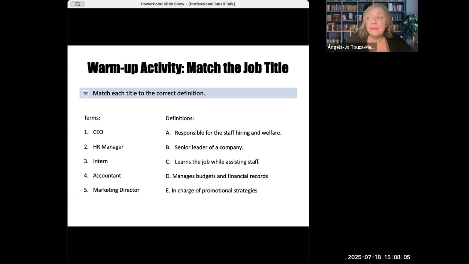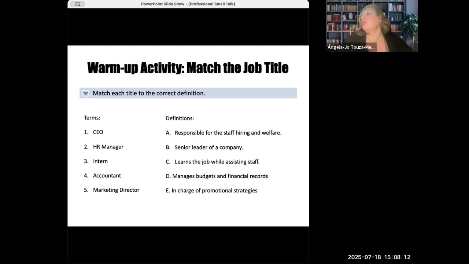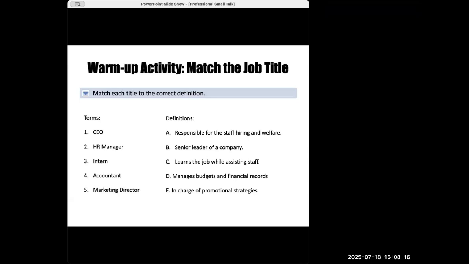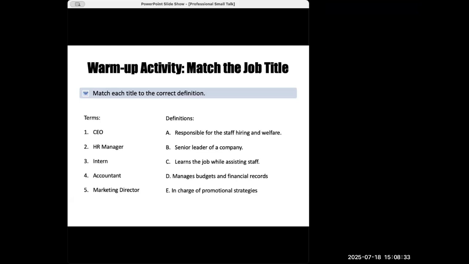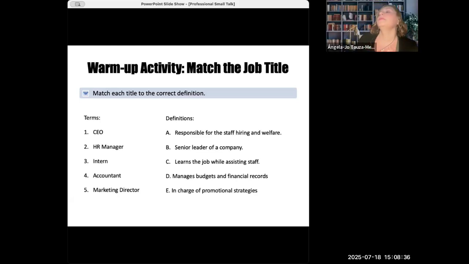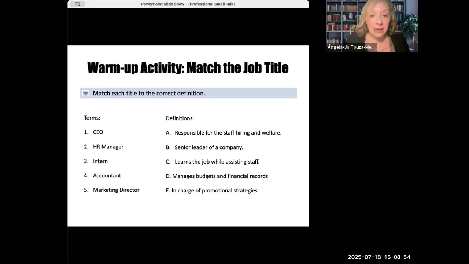Tomás. Yes, I'm here. Okay. Which one is the intern? What does the intern match with? Which definition? Duration and the activity. Yes, so we have the intern, number 3. Which of the definitions does it match with? The correspondence of the job and the activity. Yes, so the intern learns the job while assisting staff, right? Yes. Perfect. Thank you.